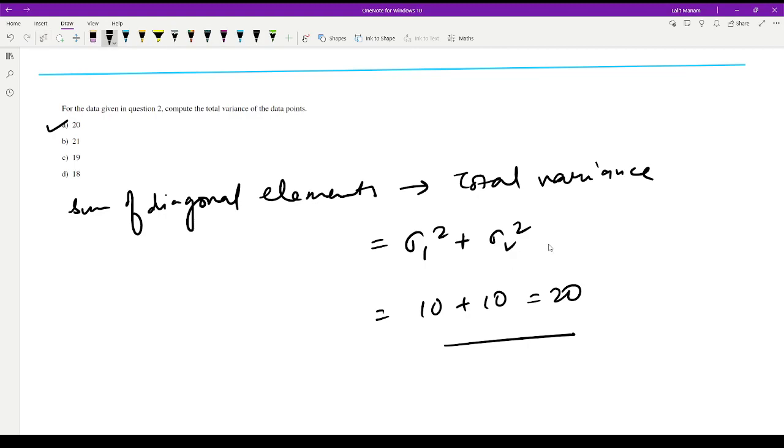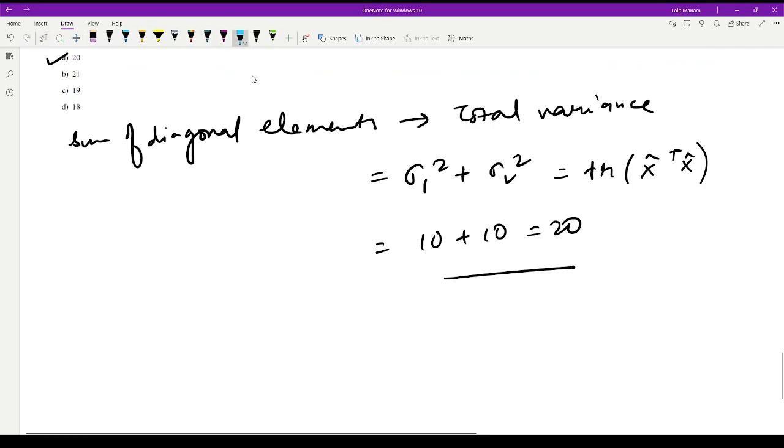The sum of diagonal elements can also be called the trace of our matrix, which was formed as x hat transpose x hat. That's all. I guess this was a pretty simple one, and the next one is also relatively simple.